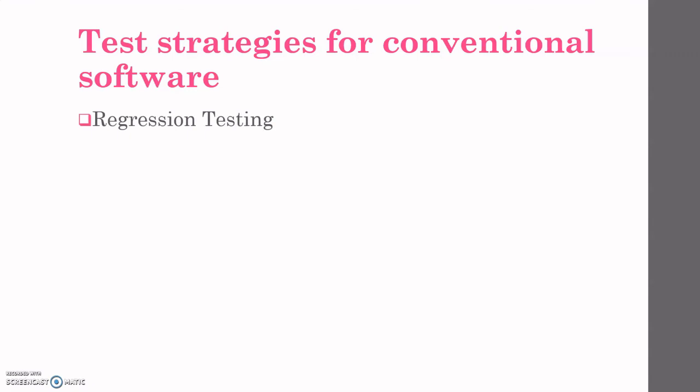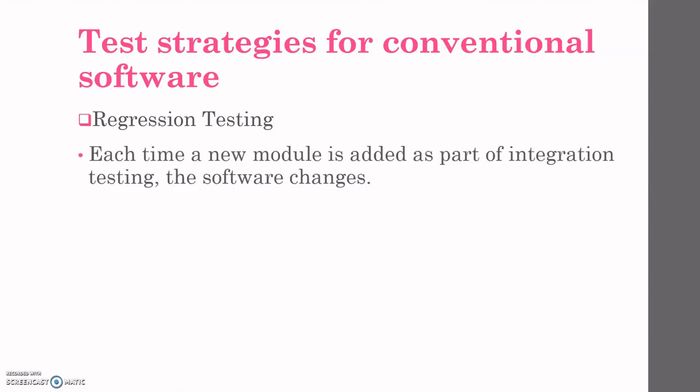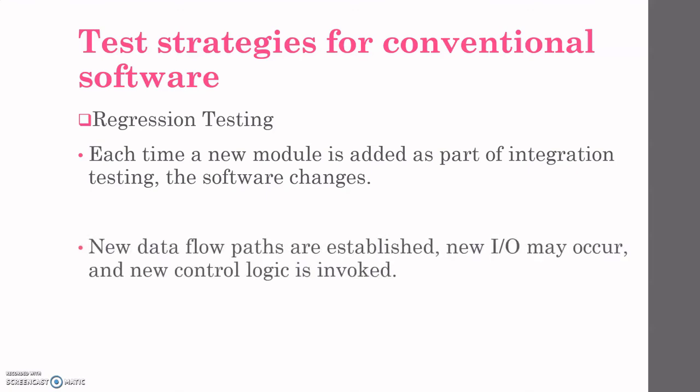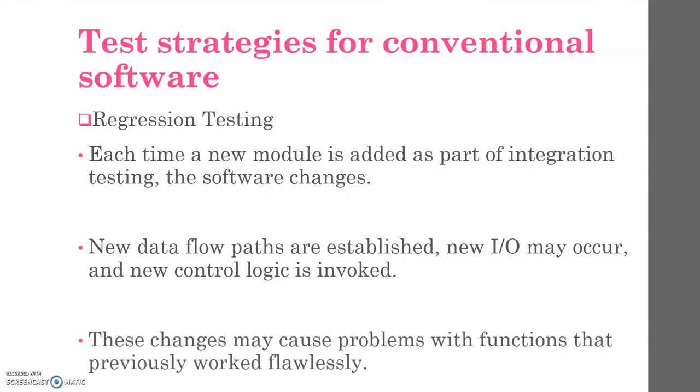Now we have the next one, that is regression testing. In regression testing, each time a new module is added as part of integration testing, the software changes, right? So new data flow paths are established, new input-output may occur, and new control logic is invoked. So these changes may cause problems with functions that previously worked flawlessly. Because new paths and new modules have been added, it may cause problems with the functions.